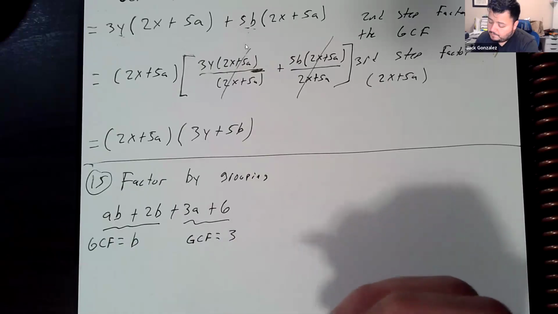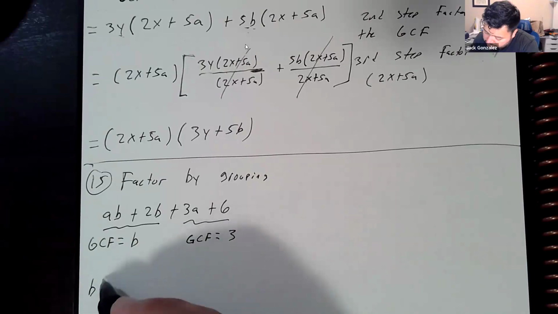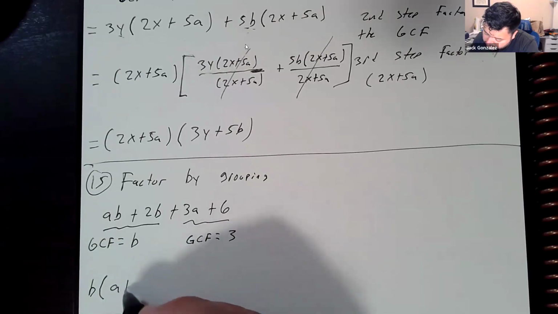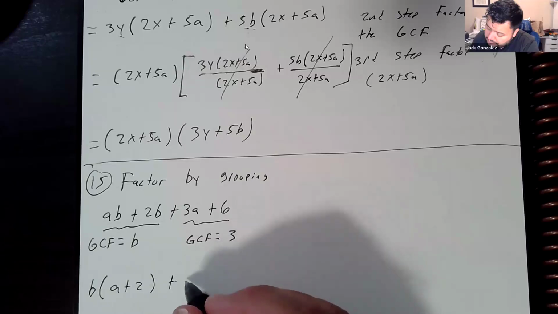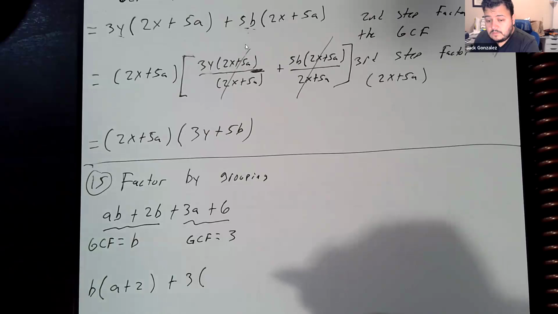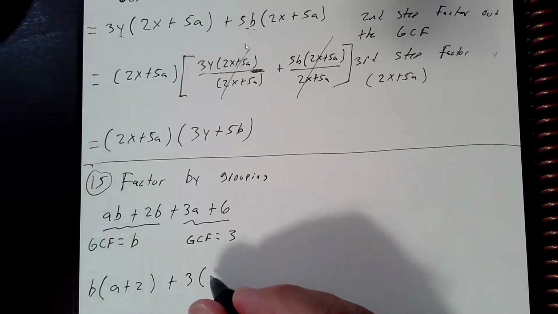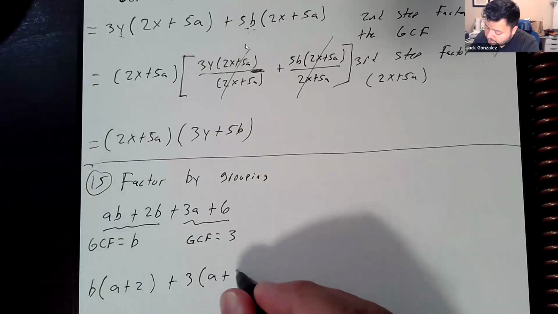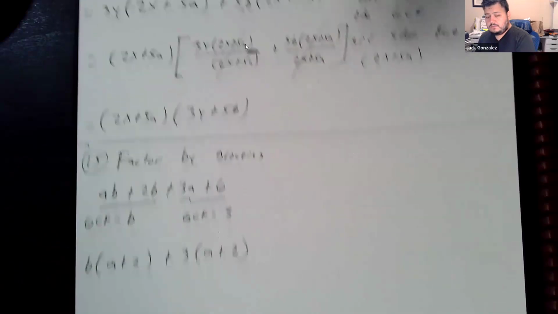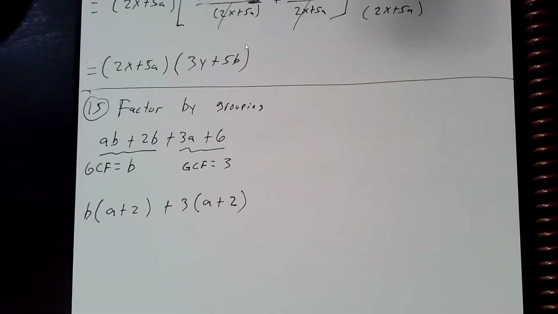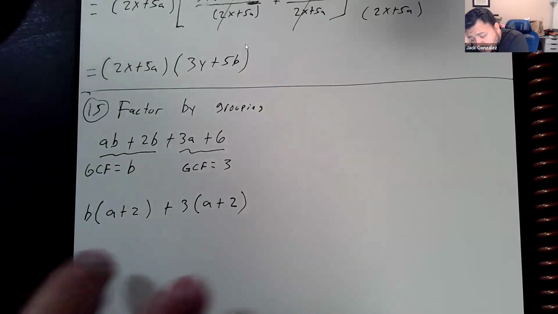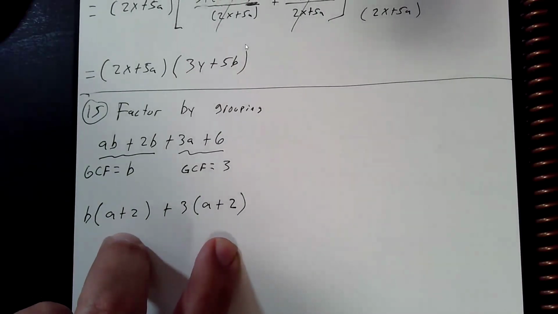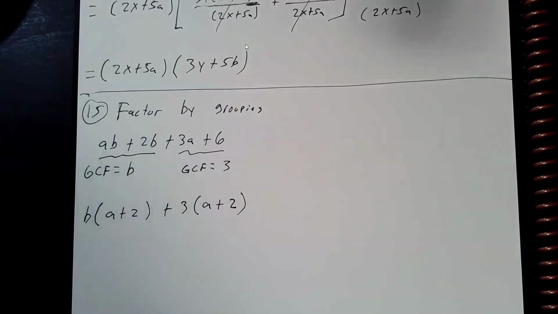So once you find them, pull it out from the first two, pull out a B. I'm left with A plus 2. Next one, I'm pulling out positive 3, so I'm putting plus 3 here. So that would be A plus 2 again. Now why? This is what we want. You see what we forced it to be?